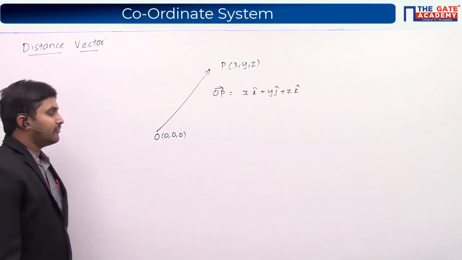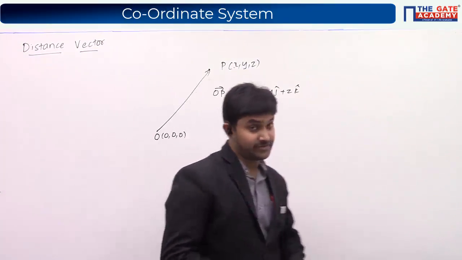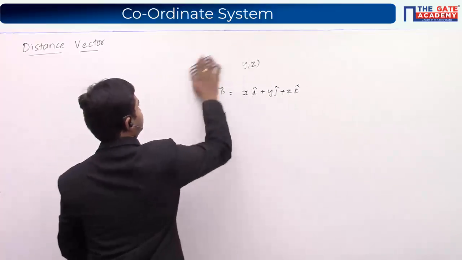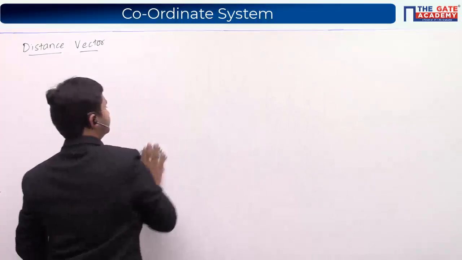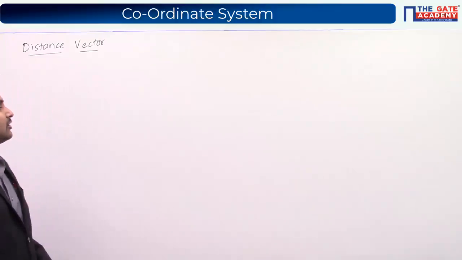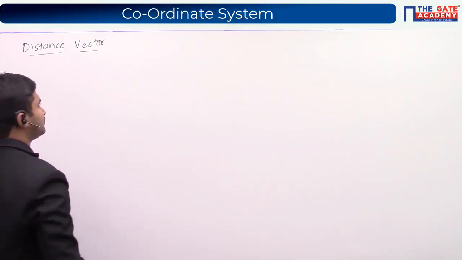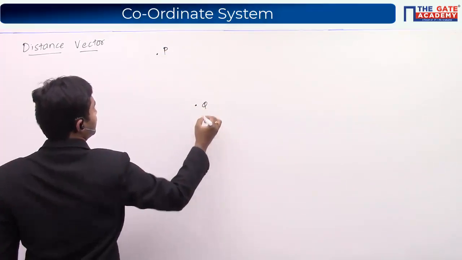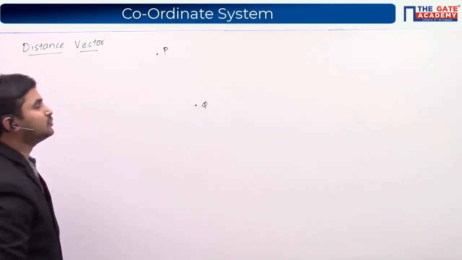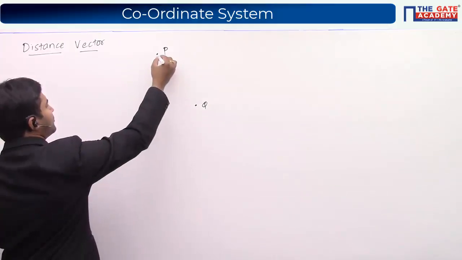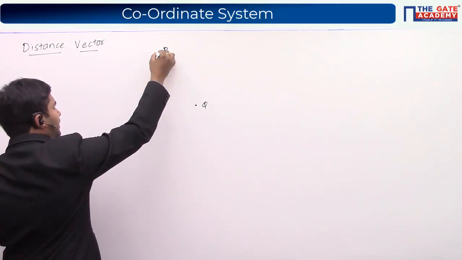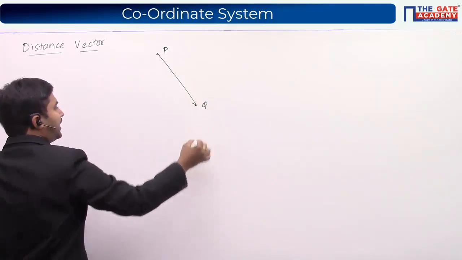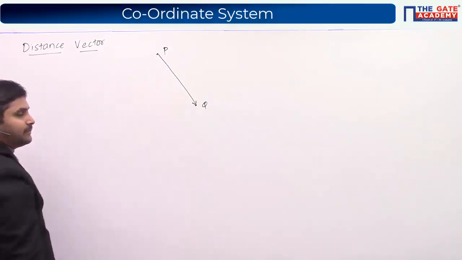And similarly, we use the concept of distance vector, very important. We often use this particular concept of distance vector. So let us have two points called P and Q. Now I wanted to have the distance between these two, and specifically a distance vector.